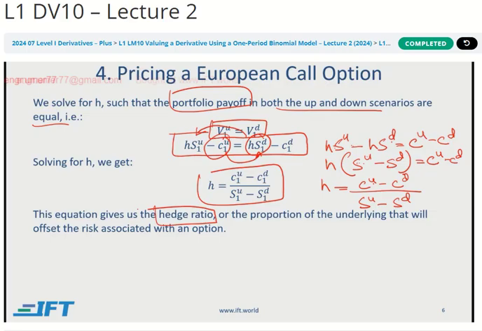In level 2, you're going to learn how to calculate this using the Black-Scholes-Merton model using delta, and that process is called delta hedging. It will be fun, and I hope to teach that to you in level 2. But for the time being, all you need to know is that this is how the hedge ratio is calculated, where you take the call option value in case of up.